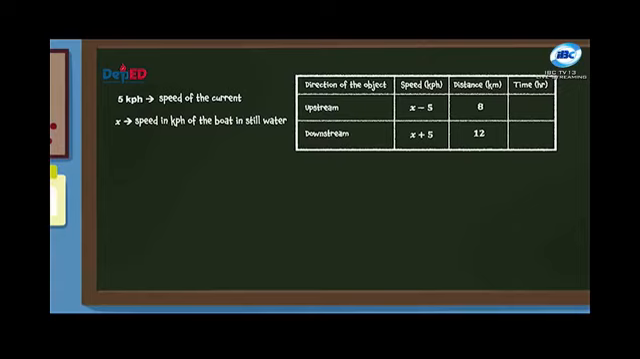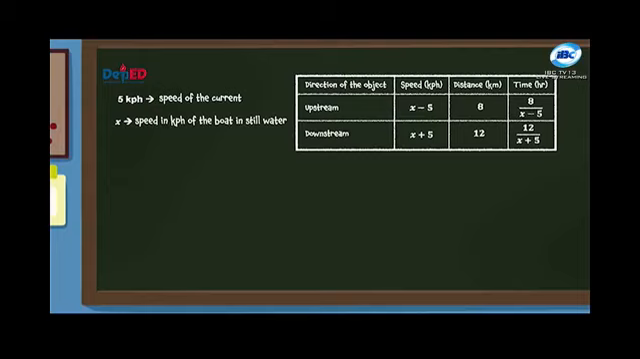Now, we express the amount of time in hours it takes the motorboat to travel in each direction. We divide the indicated distance by the speed. So, the motorboat takes 8 over x minus 5 hours when heading upstream, while it takes the motorboat 12 over x plus 5 hours when traveling downstream. We now set up the equation.